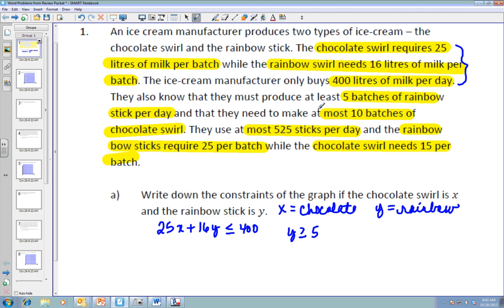Then they say they need to make at most 10 batches of chocolate swirl. So at most means less than or equal to. So X, because X is chocolate swirl, has to be less than or equal to 10.